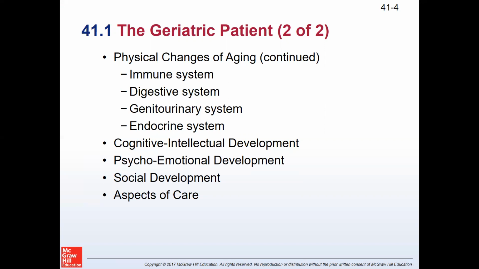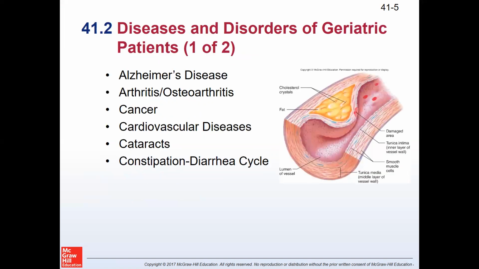And then you have your cognitive intellectual development. So a lot of times whenever we do get older, we start to forget some things. We tend to not be able to take in as much information anymore. You have your psycho-emotional development. As you get older, a lot of times our friends are dying off, and we don't have our friends anymore, and our loved one, our spouse may be passing away. So we have to really look at that emotional aspect of it, because a lot of our older adults do get depressed.